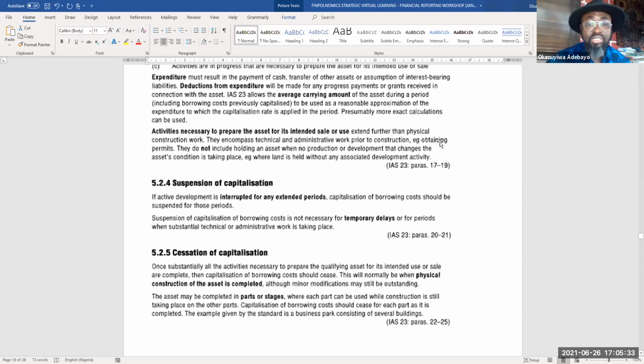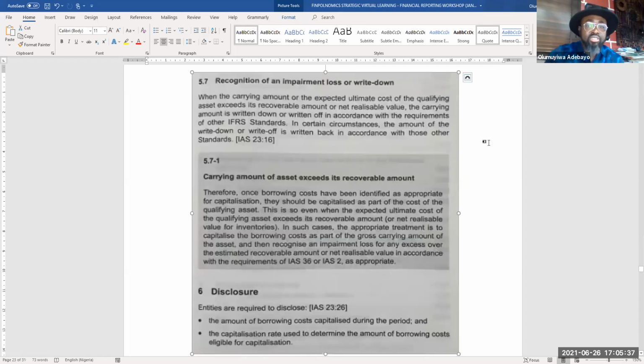Okay, now there are some other things I want you to look into. And one of them is, how do you recognize impairment loss or write down on such an asset that has an element of, what's it called, borrowing costs embedded in it? And what is the disclosure requirement? Can you take up this?